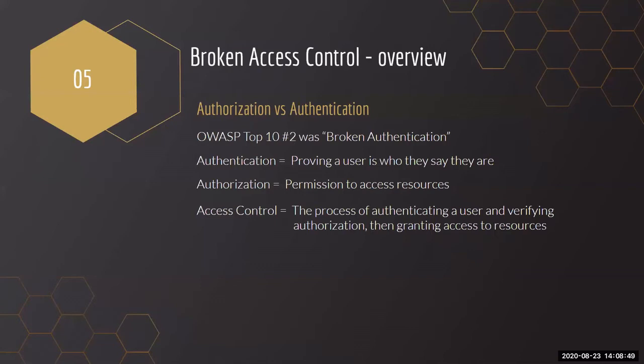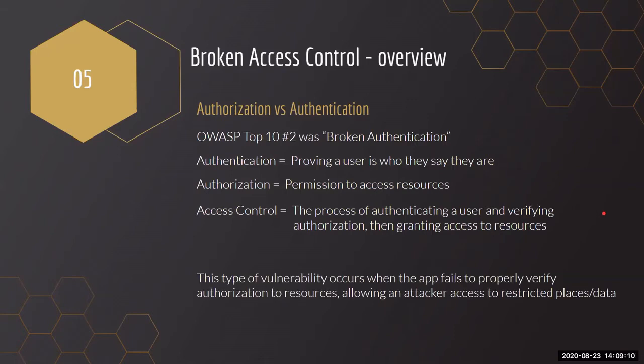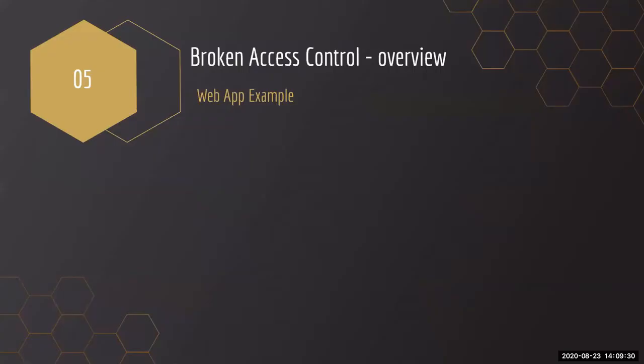The authenticating, which we're not talking about in this vulnerability, that's covered in number 2. And then verifying authorization, then granting access to resources. So we're focusing on number 2, verifying authorization, and then 3, granting access to those resources. So that's what's covered here in number 5. This type of vulnerability occurs when the app fails to properly verify authorization to resources, which then allows an attacker access to restricted places and or data. So it's pretty bad. It's basically as bad as number 2.